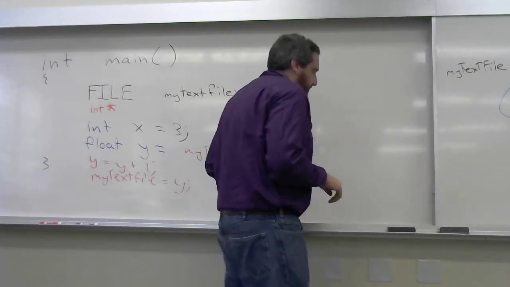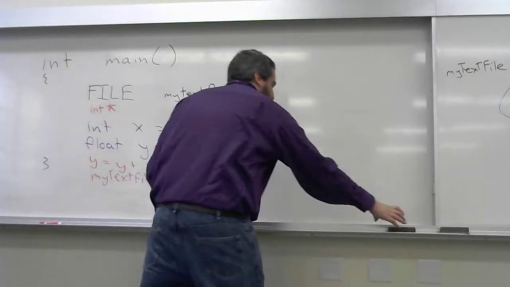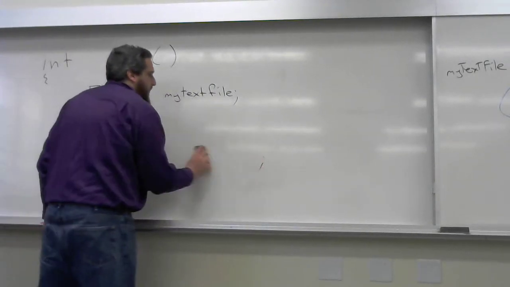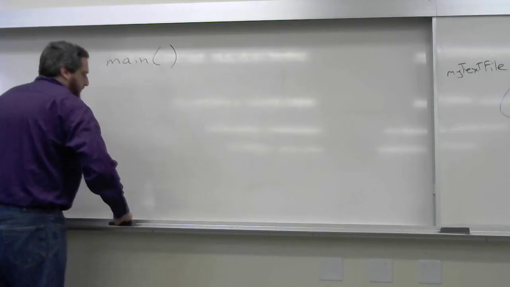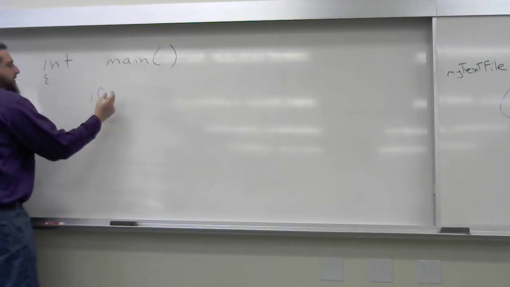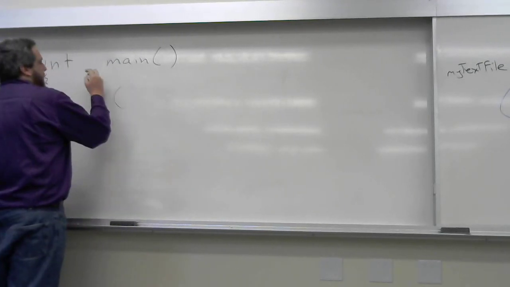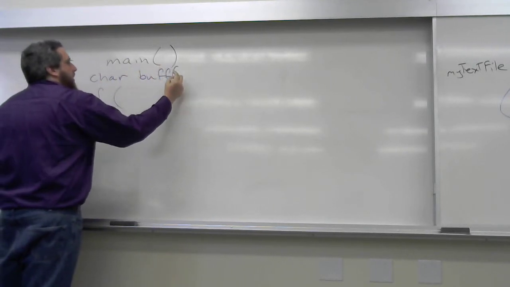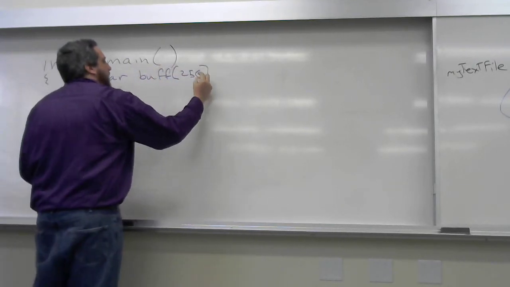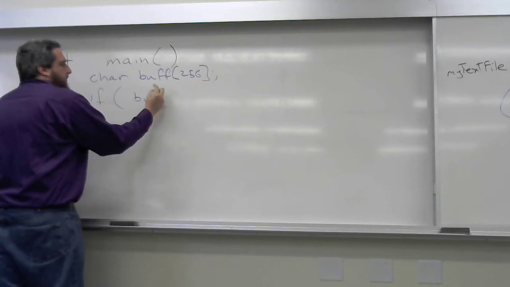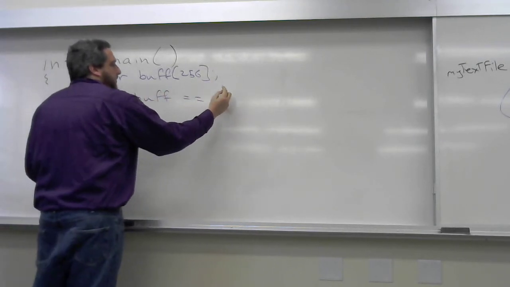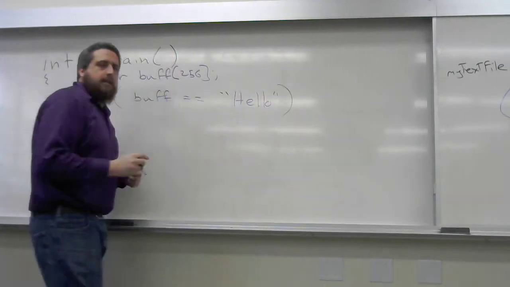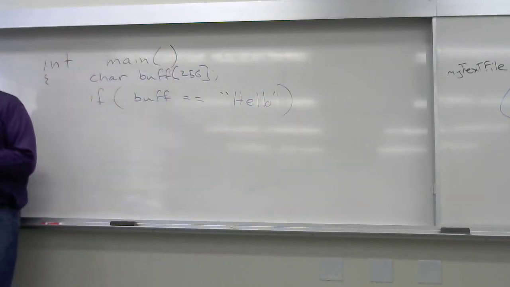In C, we can't use the if statement like this. You can't say, if we have a char buff here, let's say we have a char buff, we can't say buff equals hello. We can't say that. That doesn't work in C.